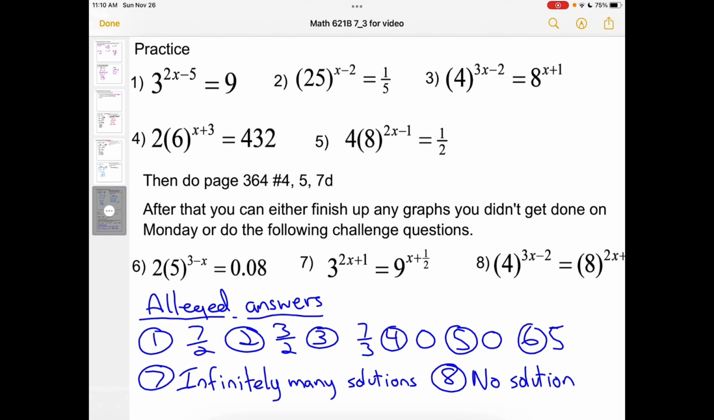And then if you get all that done, you can either finish up with any graphs that you didn't get done on Monday, or do the following challenge questions. So the number 6, 7, 8 below. The alleged solutions are down below.